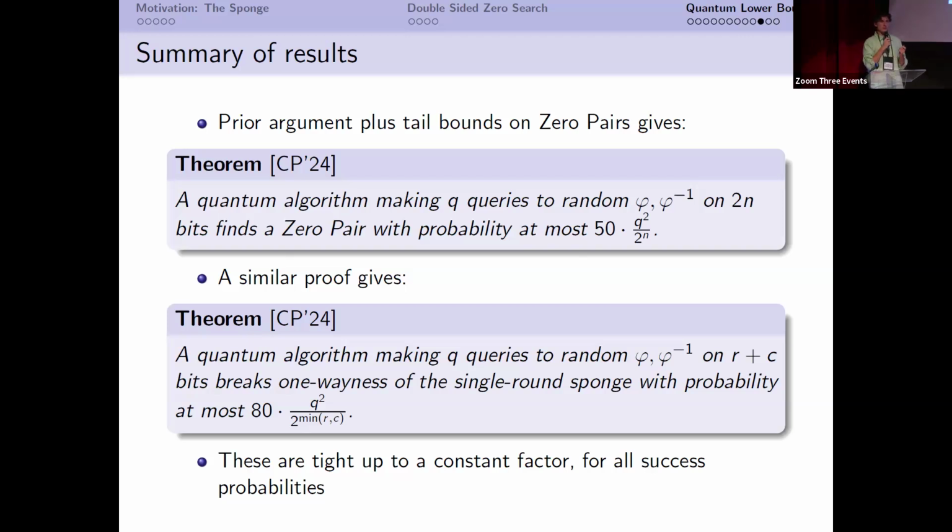A very similar argument tells you that if you're playing the one-wayness game for a single round of the sponge, and again you have forward and backward queries, and I'm calling the rate R and the capacity C, then you win one-wayness, you invert, with probability that goes like Q squared over 2 to the minimum of R and C, which is the natural security parameter of the sponge. Both of these are tight up to this leading constant, which probably isn't tight, for any success probability you like, just by a trivial Grover attack.